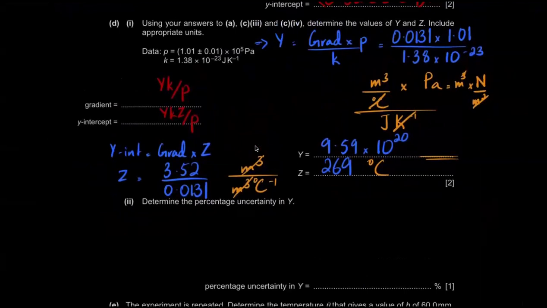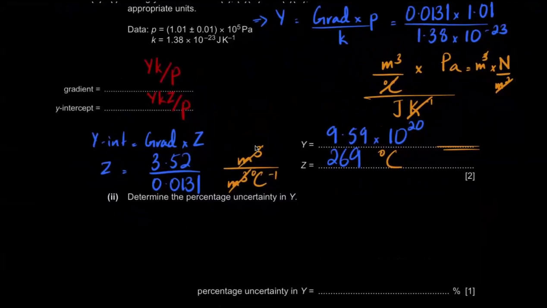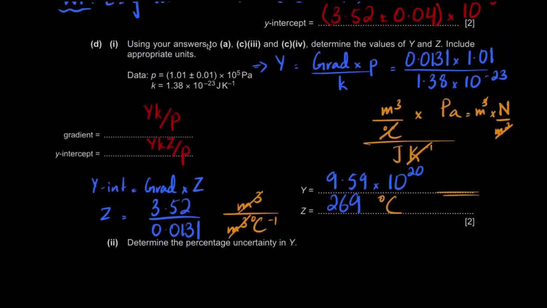All right. Determine the percentage uncertainty in Y. I see we have a question. Can you explain the units for Y? Sure. Y was the gradient times P over K. First of all, let me tidy this out again and do this again so that it makes more sense to you.